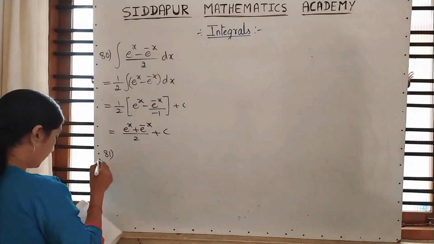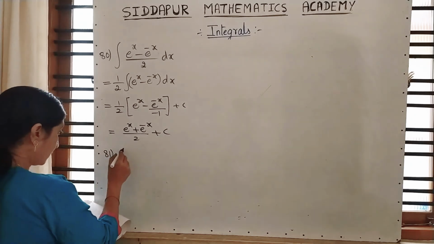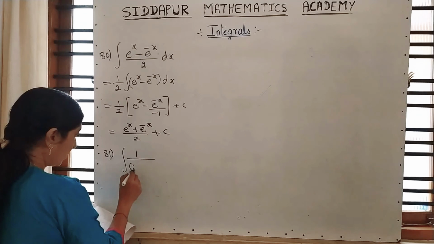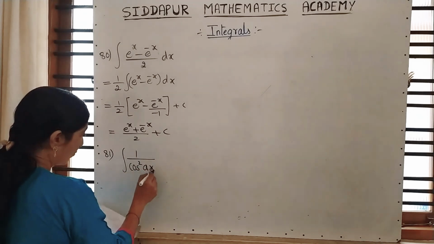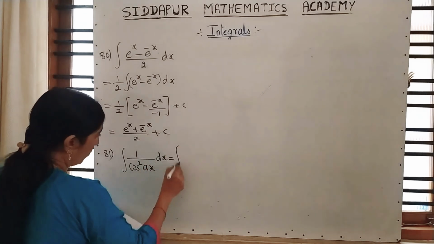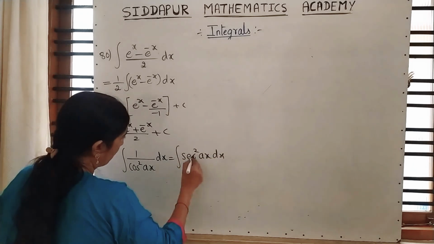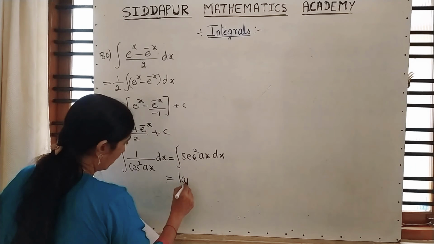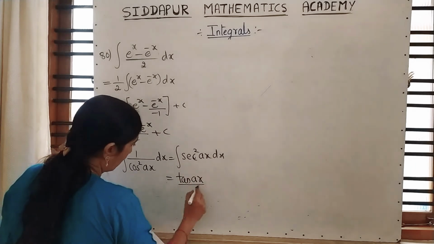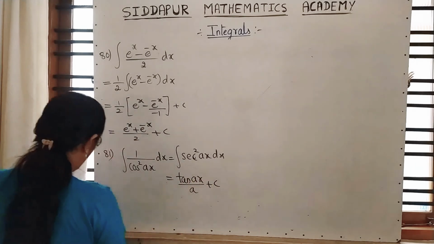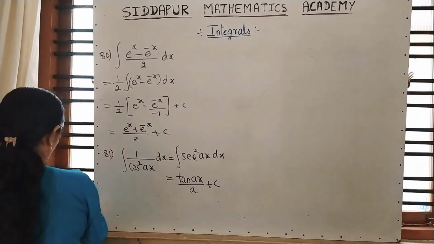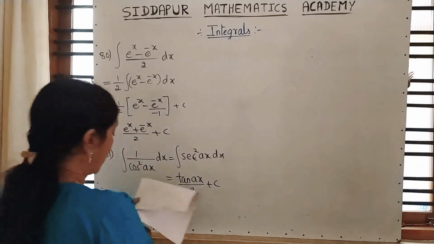Question number 81. 1 upon cos square ax. 1 by cos square is secant square and x coefficient is other than 1. It is tan ax upon a plus c. Correct or what? Question number 82.